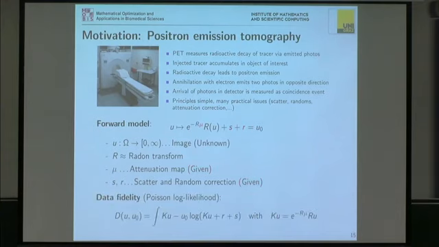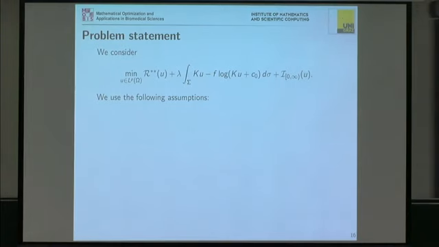So the forward model would just be that you have a linear forward mapping, and an additive contamination term which comes from the scatter and random events. And since you essentially count photons during the measurement, you assume that the noise is Poisson distributed. And this is why I use the Kullback-Leibler divergence for data discrepancy.